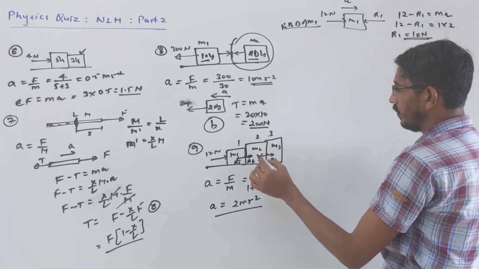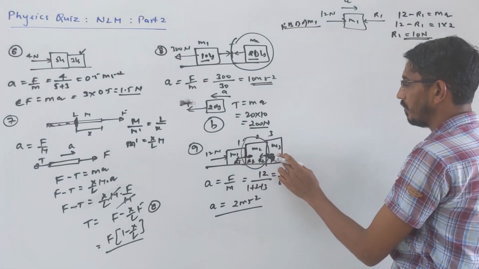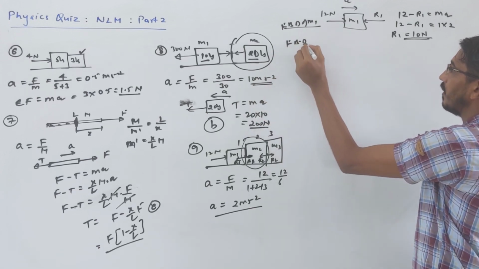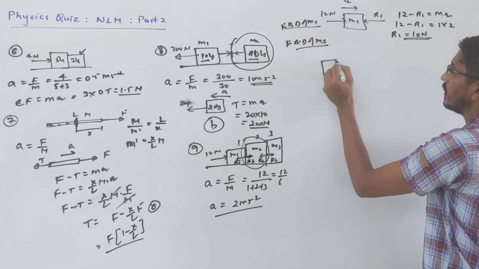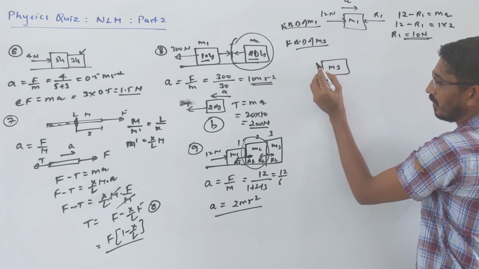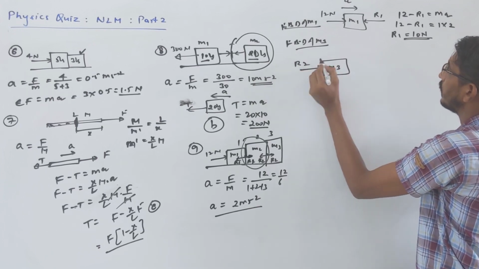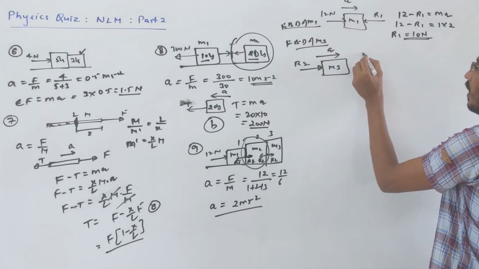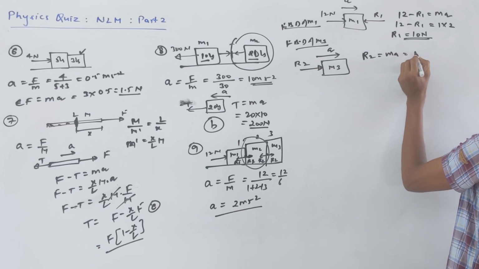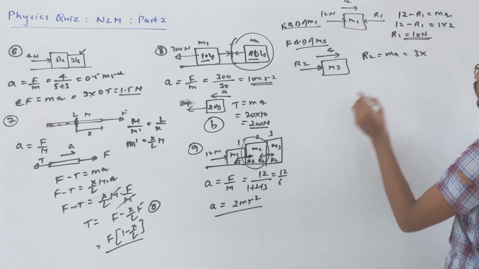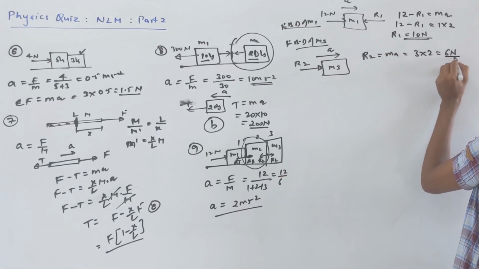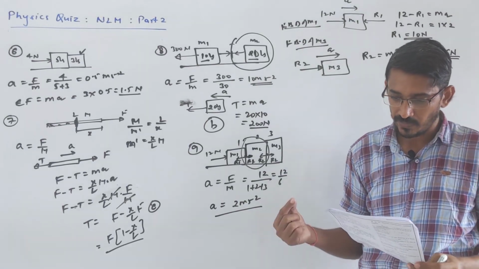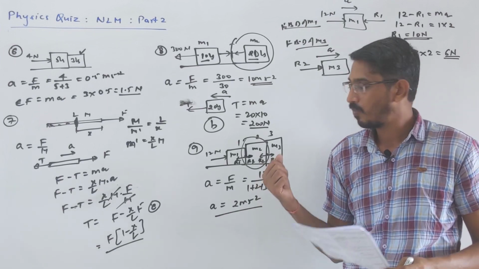Now you want to find R2. So let's use the FBD of this or this, your choice. I am writing the FBD of M3, that's easy. This is your M3. What forces are acting? The force R2 only, and it's accelerating in this direction with acceleration A, no other force. So R2 should be equal to MA. M is given 3 kg, acceleration is given 2. So this becomes 6 Newton, right?